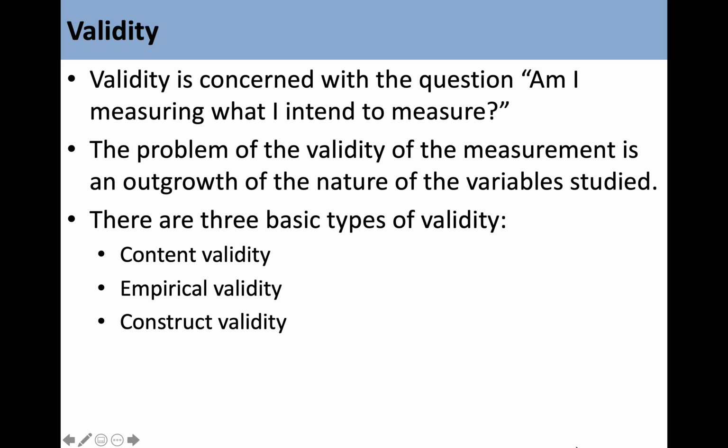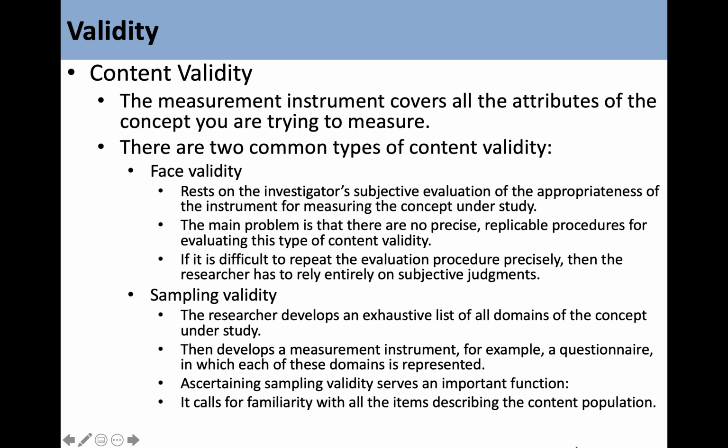Validity is concerned with the question, am I measuring what I intend to measure? The problem of validity of the measurement is an outgrowth of the nature of the variable studied. There are three basic types of validity: content validity, empirical validity, and construct validity. Content validity: the measurement instrument covers all the attributes of the concept you are trying to measure. There are two common types of content validity: face validity and sampling validity.